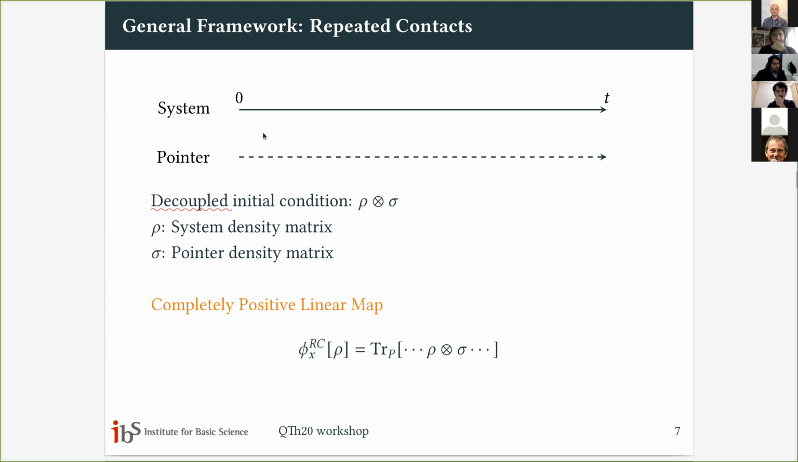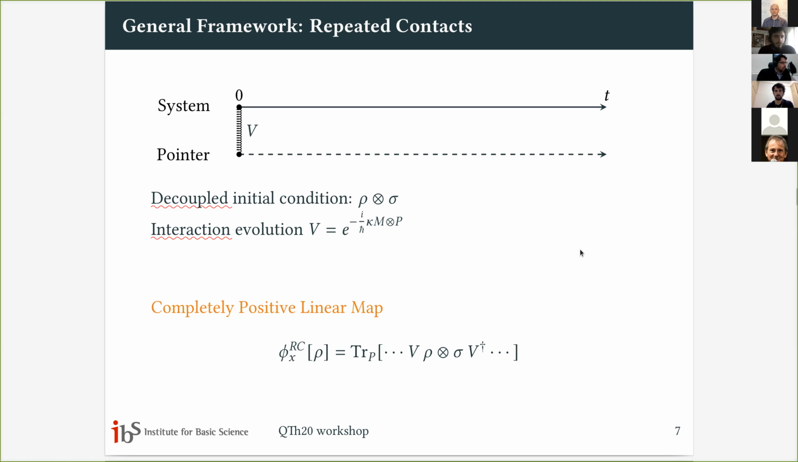So the idea in repeated contacts, as I was mentioning, is that you start with the system at time 0 and you evolve it till time t, and the dashed line is my pointer state. Initially, you start decoupled. So the system and pointer are completely decoupled, rho being the system state, sigma being the pointer state. And we'll keep track of this completely positive linear map, which will help us decide what is happening. Okay, so initially we are at rho tensor product sigma.